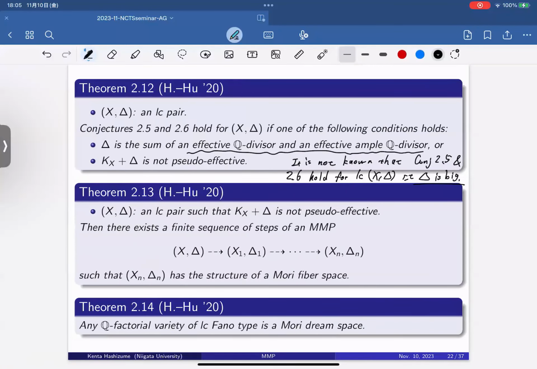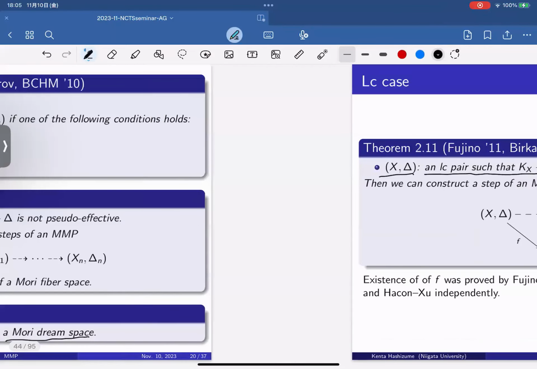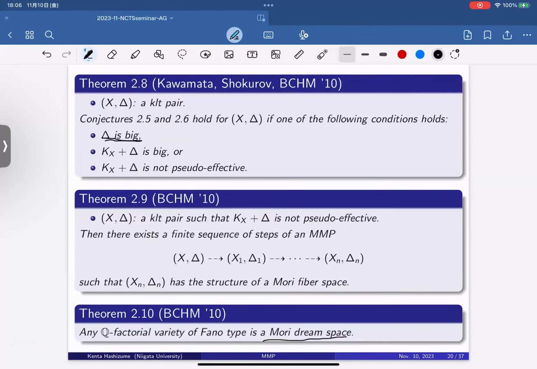So this is the reason we can only prove the MMP for the LC case in this setting. This is the main difference between the MMP for LC pairs and the MMP for KLT pairs. Okay, thank you.